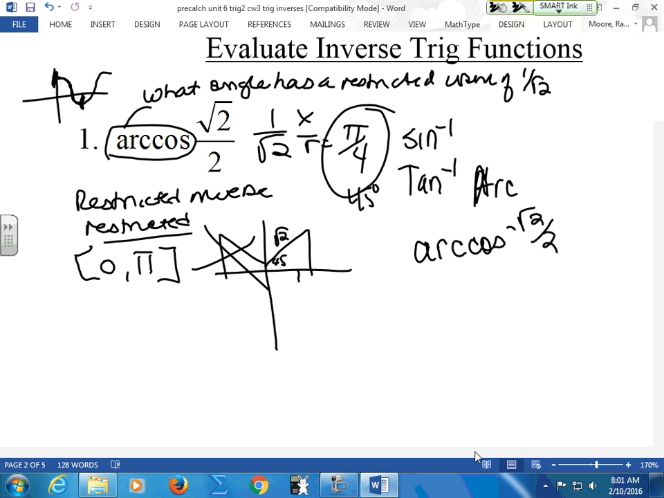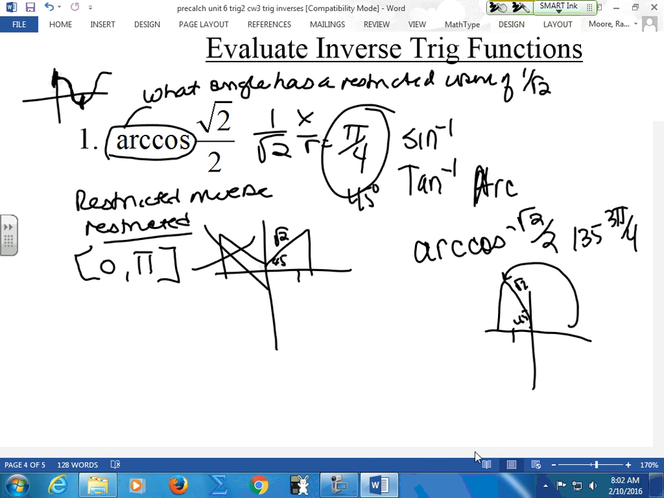arc cosine of negative radical 2 over 2, what quadrant would this guy be in? 2. So this is my 1, my radical 2, this is 45, so what angle would this be? Oh, I see what you mean. It won't always be more than 90. Yeah, cosine is the one. It'd be 135, or 3 pi over 4, right?